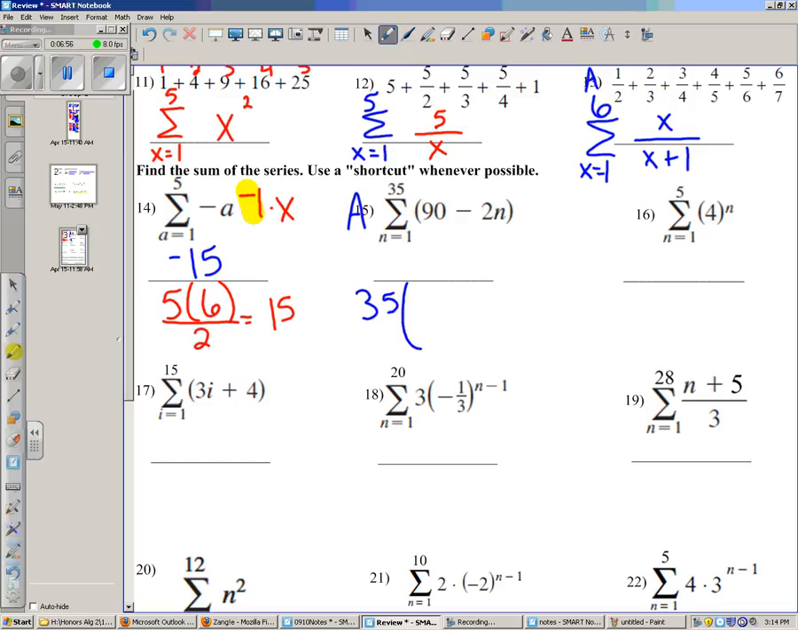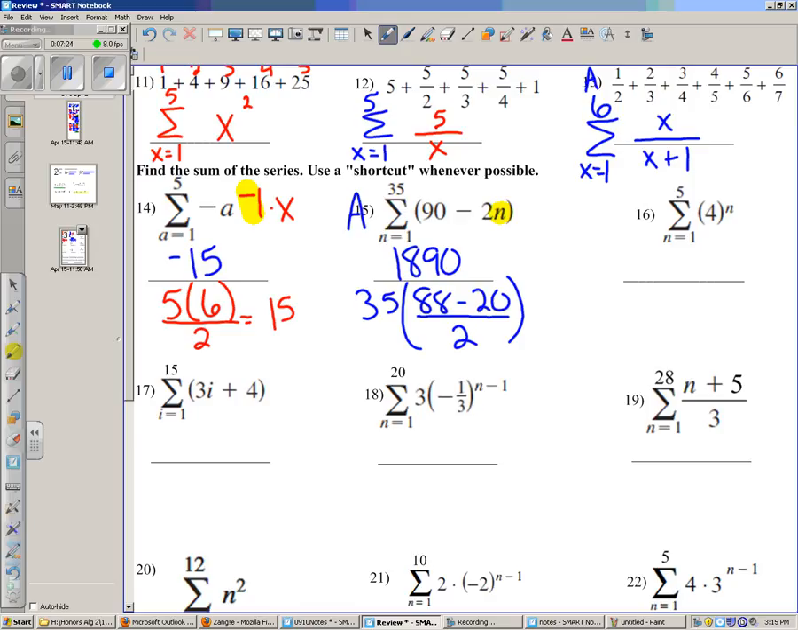And then in parentheses, I take the first term. So when I put 1 in for n and do the math, I get 88. And then I want to subtract the final term. So when I put 35 in there, I get 20. And I'm averaging that out, so I divide it by 2. So I'm going to go through, add, divide by 2, multiply by 35, and when I'm done, my sum is 1890.